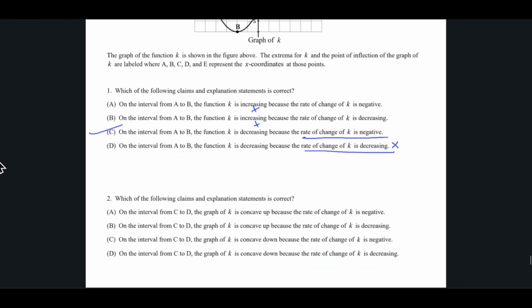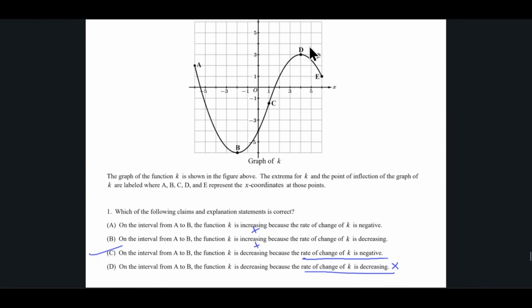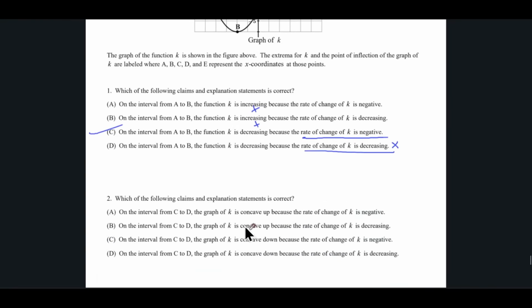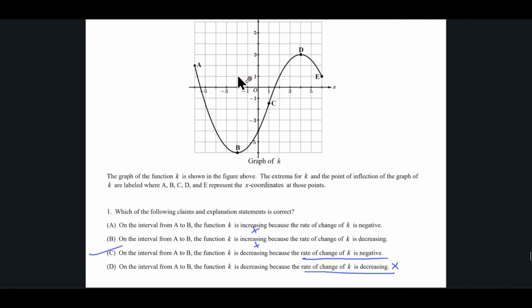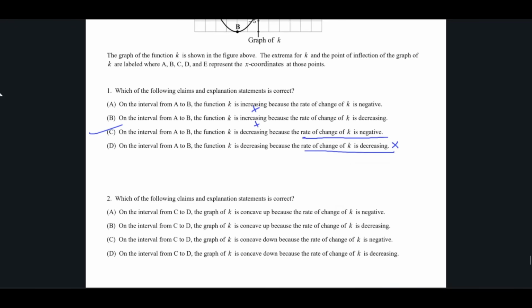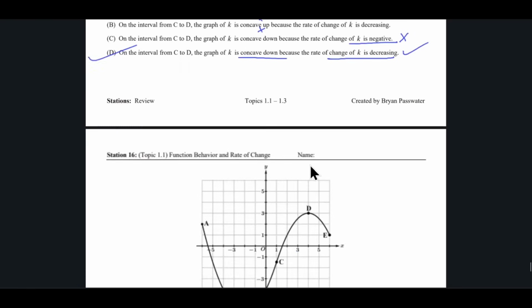Okay, then they are asking us to analyze C to D. Where is C to D? There you go. C to D is here. Is the function concave up or concave down? Looks like the function is frowning in nature from C to D, right? So the function is concave down, so it cannot be A or B. Why is it concave down? Because ROC is negative? Nope. Because ROC is decreasing? Yep. Because ROC decreasing is actually the correct reason for concavity. So it should be option D.